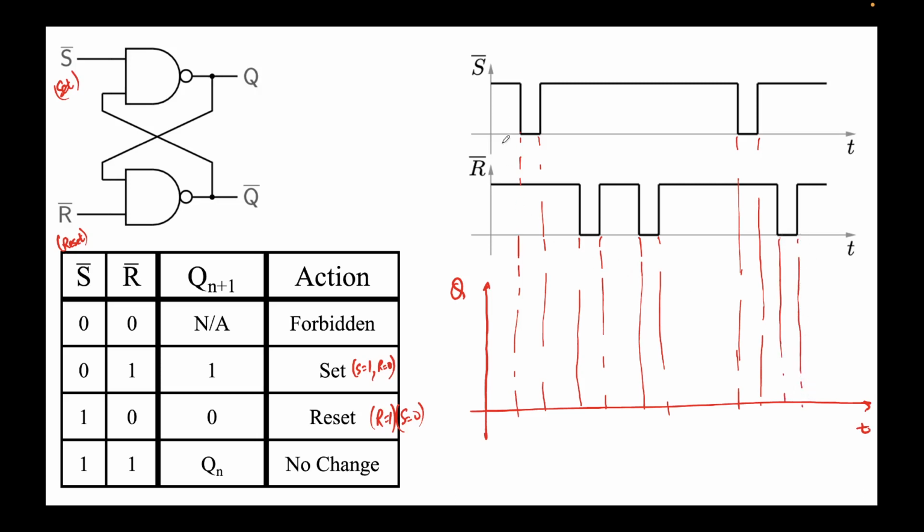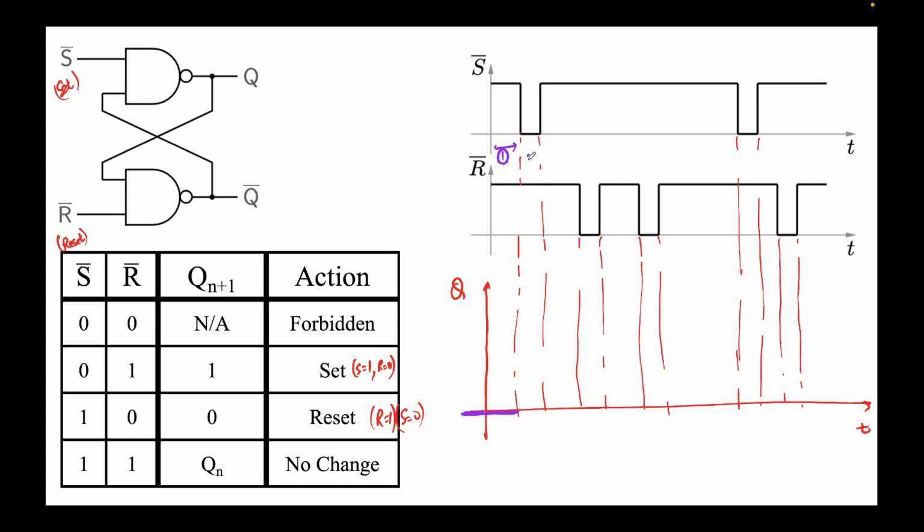Now let's look at the first period. I'm going to use a different color, purple. So let's look at this first period, from here to here. S bar is 1, R bar is 1. It says no change. So whatever is the value of Qn plus 1 will remain Qn, and it was given that before time equal to 0 it was 0. So in the first period there will be no change as compared to the previous period. This means it will continue to be 0.